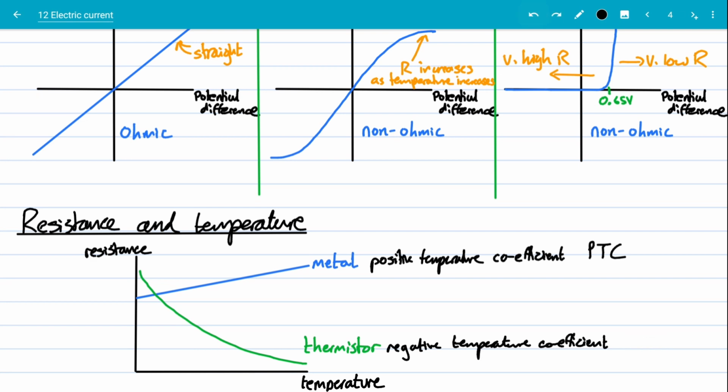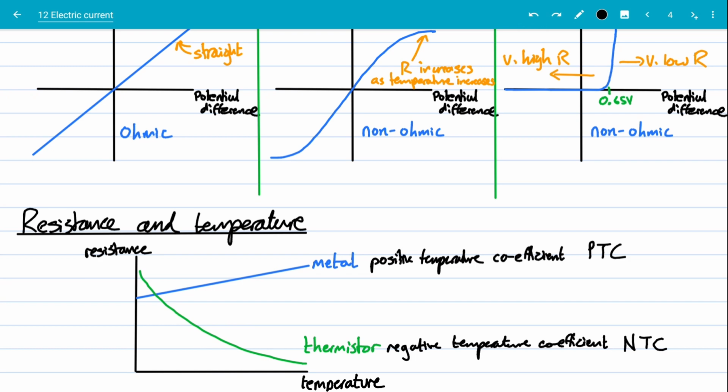And I'll just double check that I have written it properly. I'll just double check that I've covered everything that needs to be covered. I think so. You can see clearly that the metals are almost linear. They're not quite, but thermistors are non-linear, definitely non-linear. Yeah, I think we're happy with that.